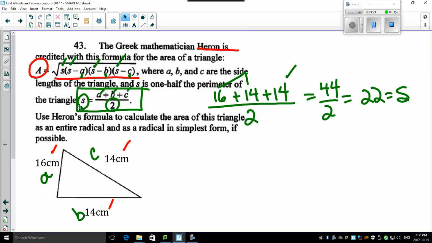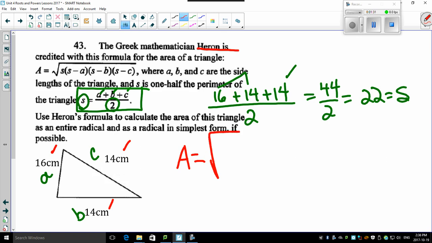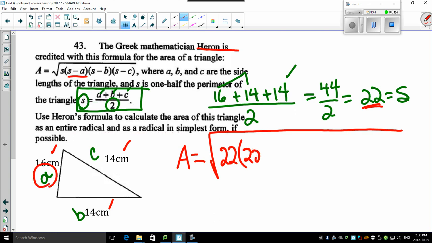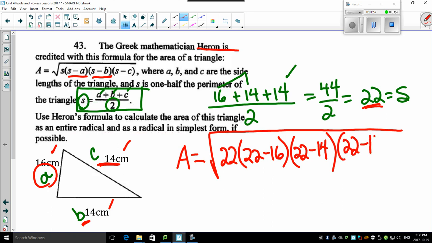Now, with that in mind, let's look at the formula. Now, let me clean this up so you can see it really well. Right there. The area equals the square root of S. There's our S, 22, and S minus A. Well, there's your A. So this is 22 minus 16, times S minus B. Well, there's your B. 22 minus 14. And there's your C. 22 minus 14 again.